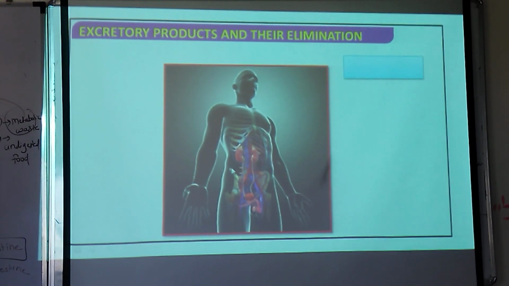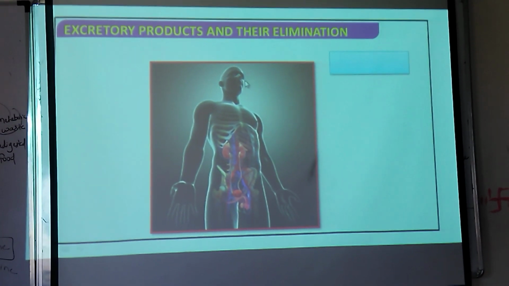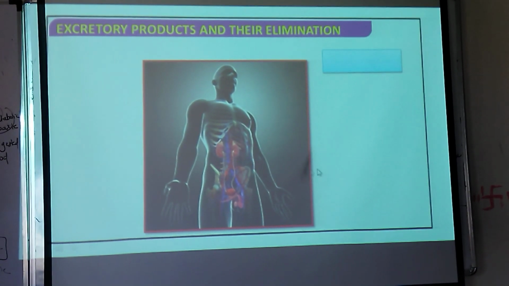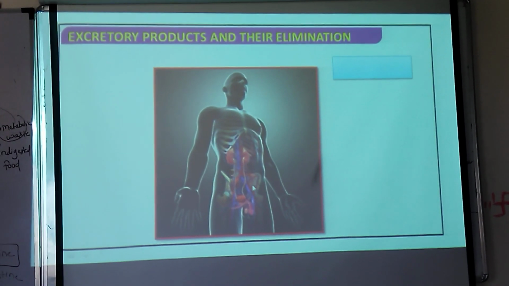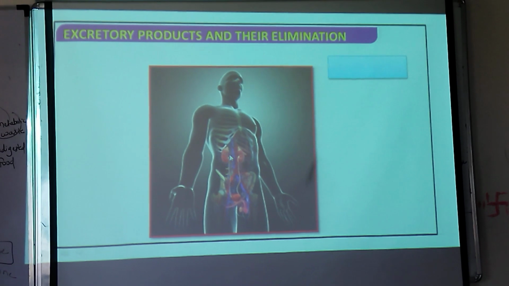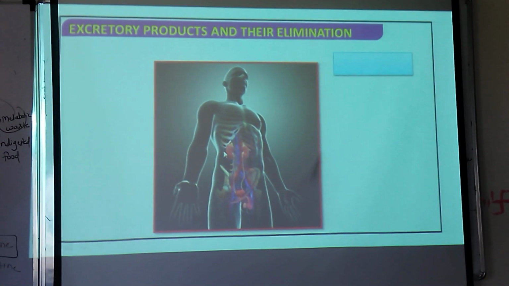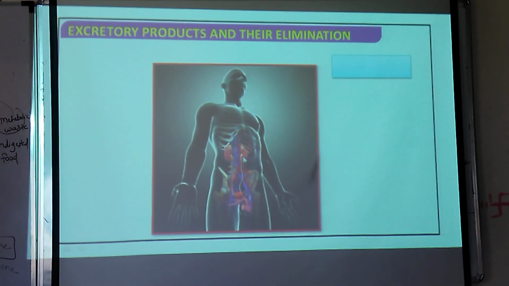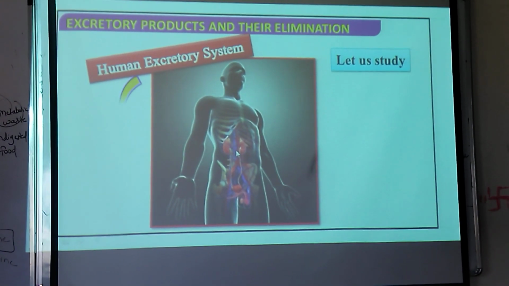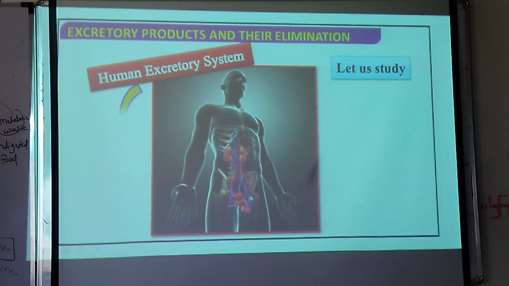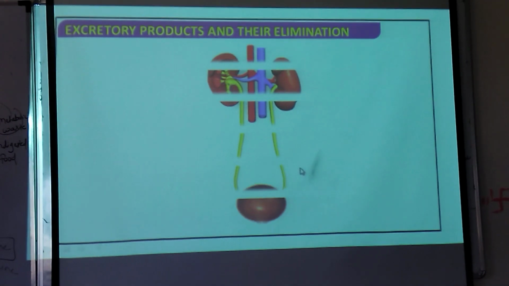The body will have the head, trunk and the tail region. The trunk will have the thoracic cavity, abdominal cavity and pelvic cavity. Your kidney is placed where? Kidney is placed below the thoracic cavity and into the abdominal cavity. Okay. So this is the human excretory system, which is placed in your what? In your abdominal cavity. Okay.